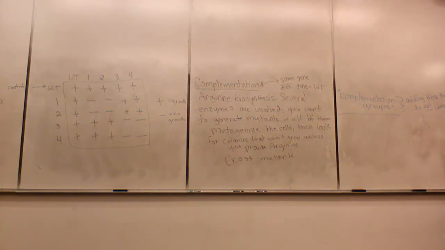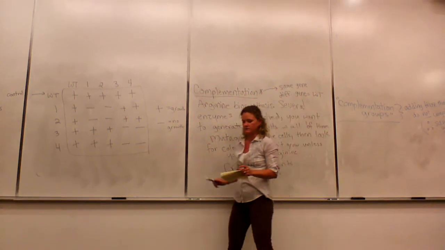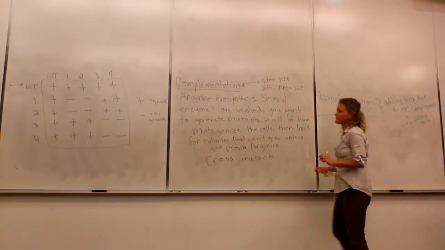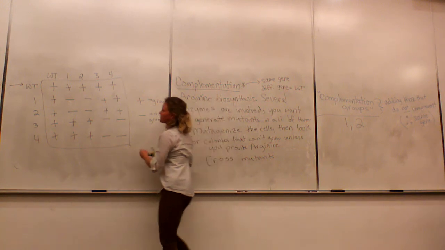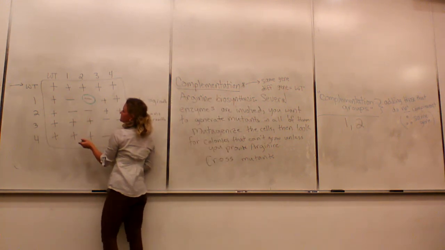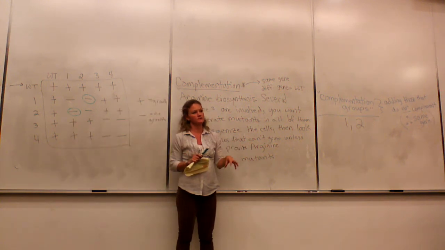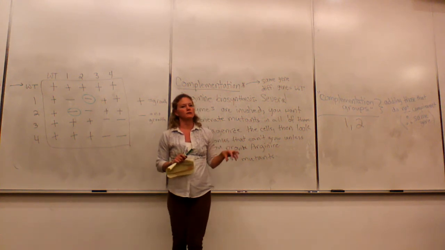Okay, so therefore, what about the gene? Are they in the same or different gene if they don't complement? Same. Yeah, so essentially you're saying therefore same gene. Same enzyme in this arginine biosynthesis pathway. So where do we see that happen? 1 and 2, and 3 and 4. Because if we look at wherever we cross 1 to 2, we get a minus, we get no growth. They do not complement each other. You still have a mutant phenotype. They're still not able to grow unless you provide arginine.